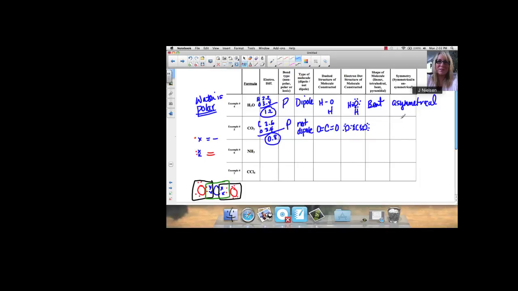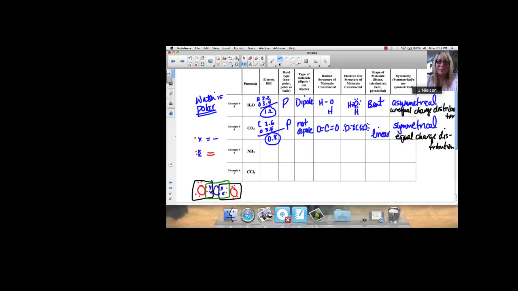The shape of the molecule is linear, and it is symmetrical, meaning it has an even charge distribution. You might want to write that down somewhere. Symmetrical is equal charge distribution, and asymmetrical is unequal charge distribution, meaning one side of the molecule has more pull or more charge than the other.